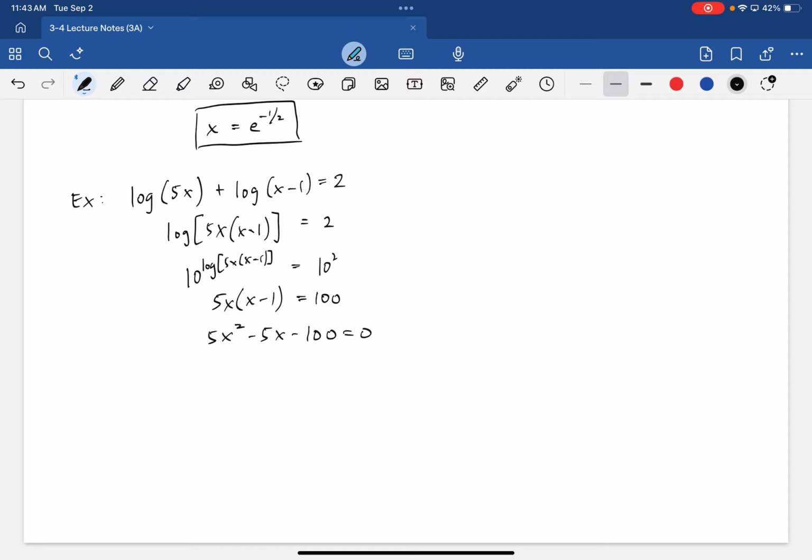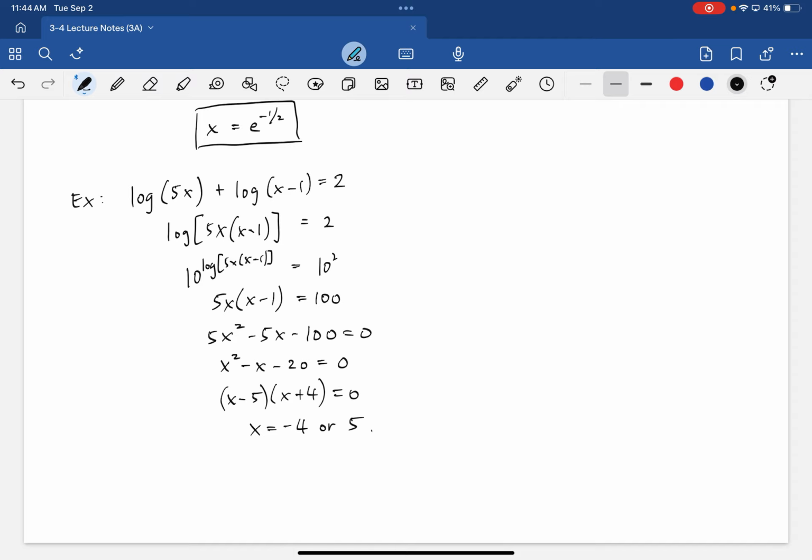Divide both sides by 5. Well, probably should have done that already. That leaves us with x squared minus x minus 20. How do we factor this? -5 and 4. Very good. Looking for two divisors of negative 20 that add to negative 1, so that's negative 5 and 4. And we're left with x equals negative 4 or 5.